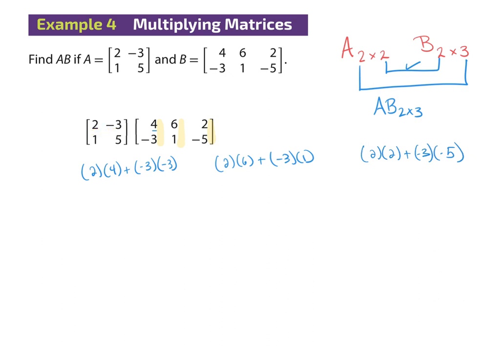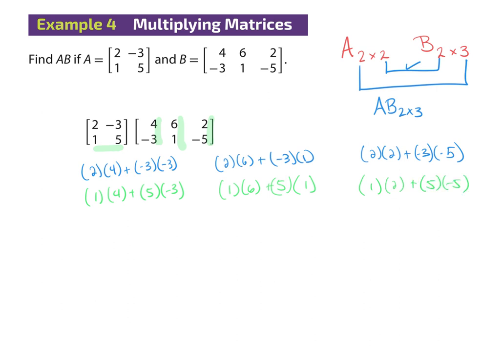So I'm going to start the whole process over, but I'm going to do it then with my next row. All right, so next row, first column. And I'm going to do that whole thing all over again. I'm going to say 1 times 4 plus 5 times -3. Same thing with the next column. I'm going to say 1 times 6 plus 5 times 1. And then go on to my third column. Going to say 1 times 2 plus 5 times -5.